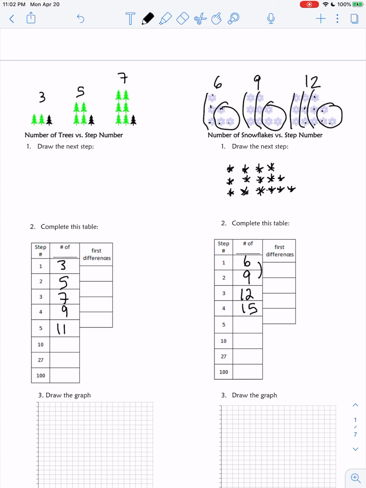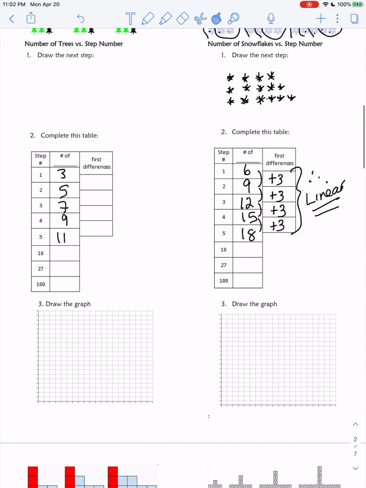So to get from 6 to 9, add 3. 9 to 12, add 3. 12 to 15, add 3. So if we add 3 more, that's going to take us up to 18. The first differences are equal. That means this is linear. This will graph a straight line for sure. The first differences are 3 this time.